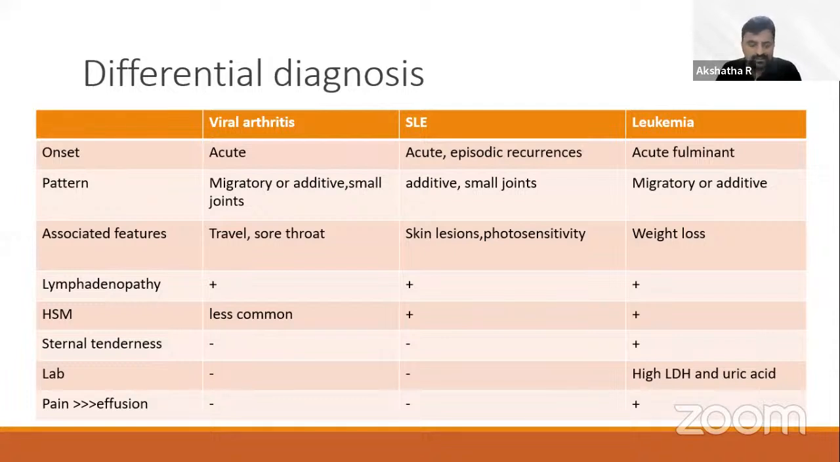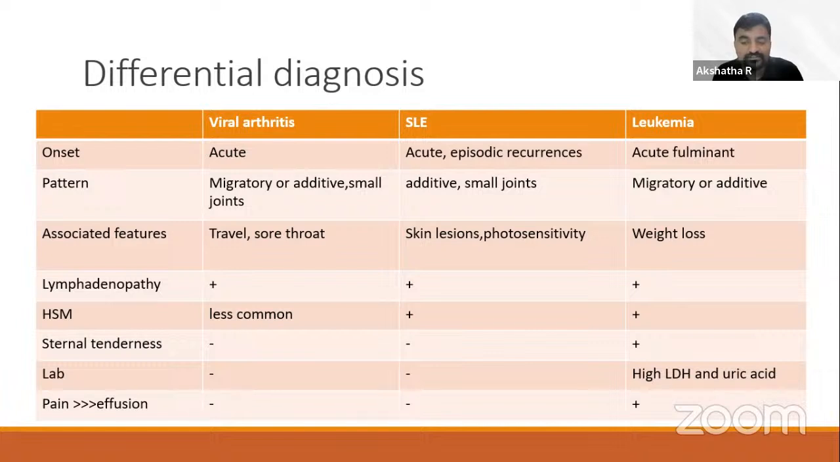Viral arthritis can be associated with a history of travel or sore throat, and lupus can have other manifestations like skin lesions, photosensitivity, and various manifestations. In leukemia, you can have a history of constitutional symptoms and weight loss. Lymphadenopathy is common to all the diseases, though it is less likely in viral arthritis. Hepatosplenomegaly is also less likely in viral arthritis, but it can be seen in both SLE and leukemia.